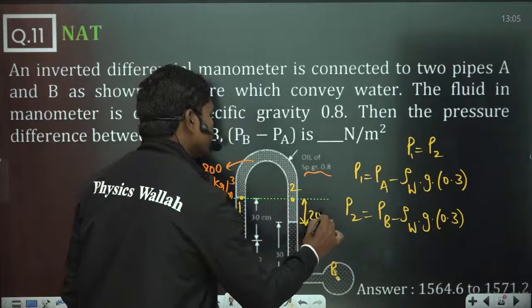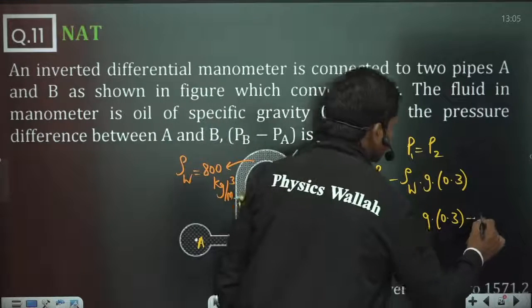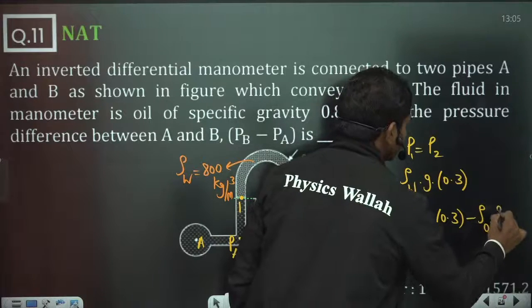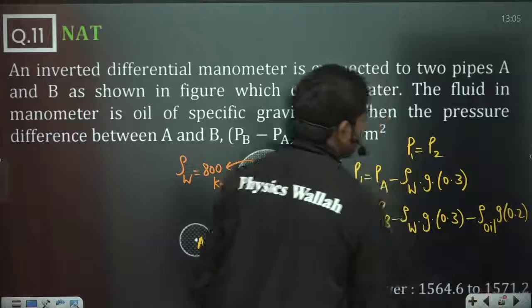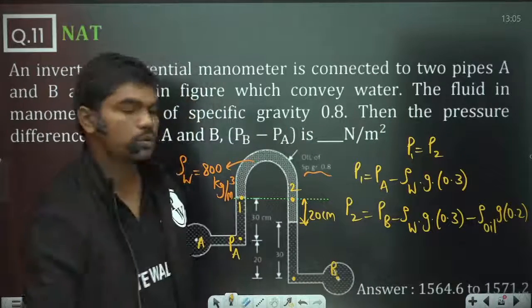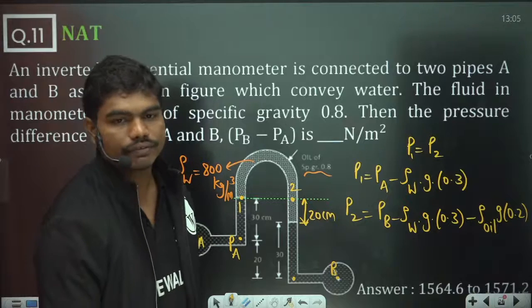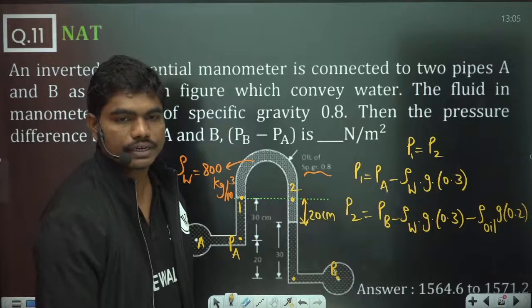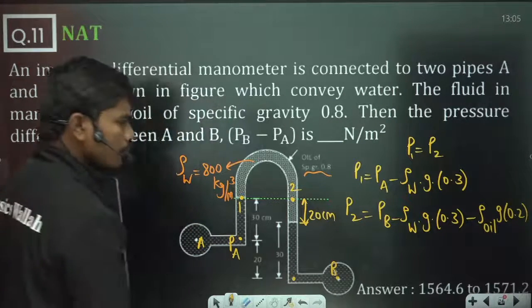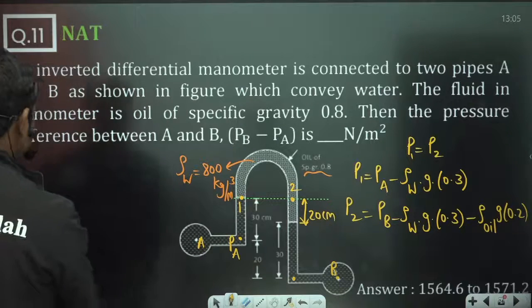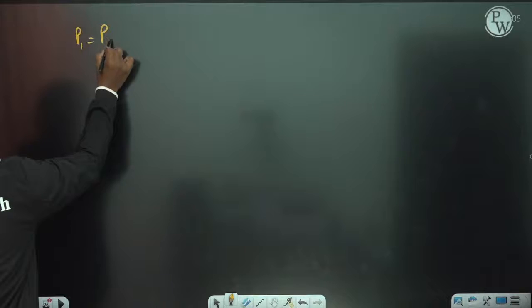Okay. So this is 20 centimeters. So minus density of oil times G into 0.2. So if you equate these two, P1 and P2 are the same. See here, PB minus OW. So if P1 and P2 both are the same, then P1 is equal to P2.